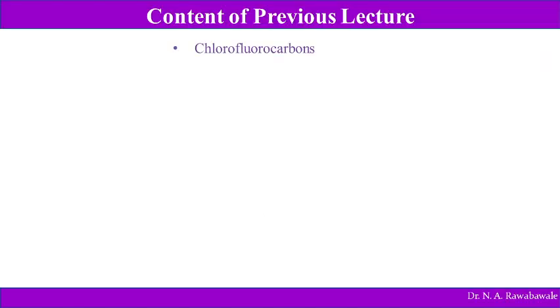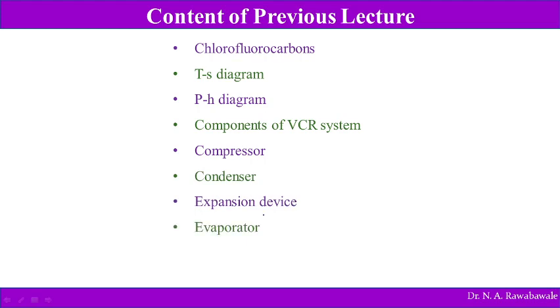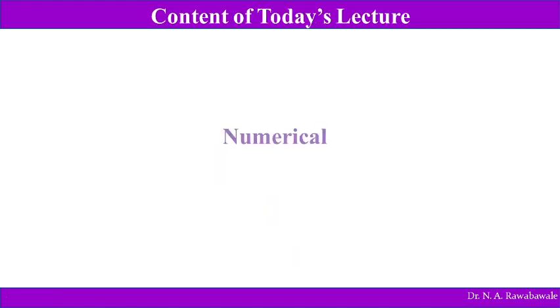In the previous lecture we discussed chlorofluorocarbons, which influence the ozone layer, then the pH diagram, the components of a vapor compression refrigeration system such as compressor, condenser, expansion device, evaporator, the working of the vapor compression refrigeration system, and its coefficient of performance. So today we are going to discuss the numericals on vapor compression refrigeration system.